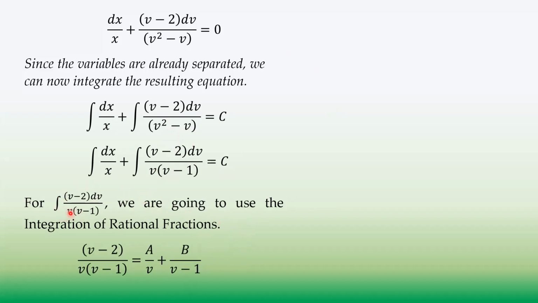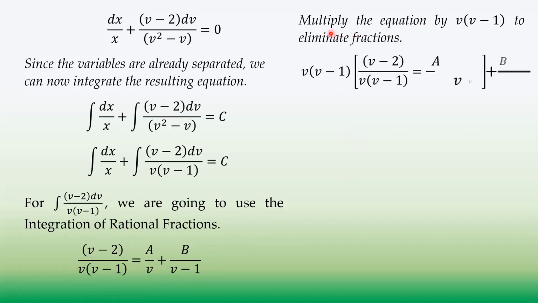So we have the integrand (b minus 2) all over b times (b minus 1). We're going to express or resolve that into sum of partial fractions. Bawat factor ay may isang partial fraction na katumbas. That's why we have A over b plus B over (b minus 1). So ito yung ating proper fraction. Now, we're going to multiply the equation by the denominator b times (b minus 1) to eliminate fractions.